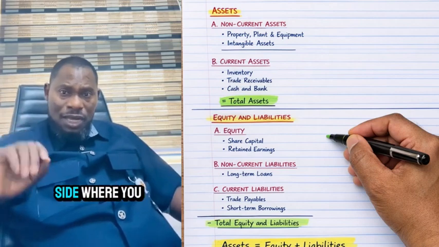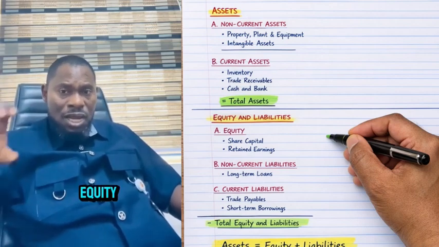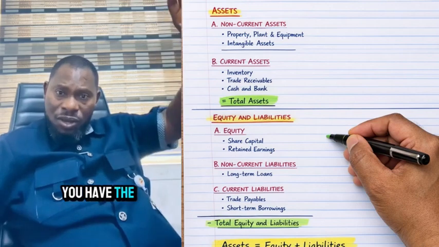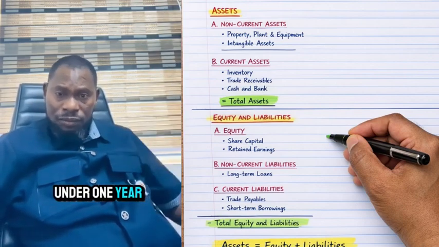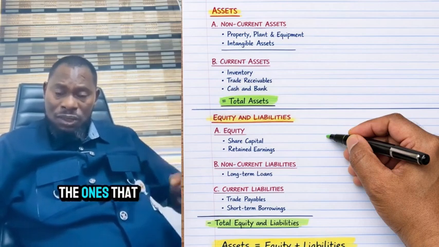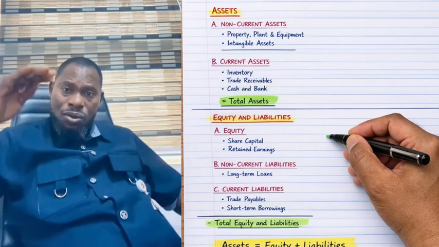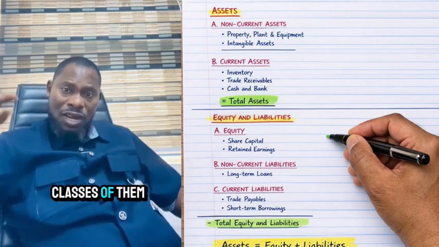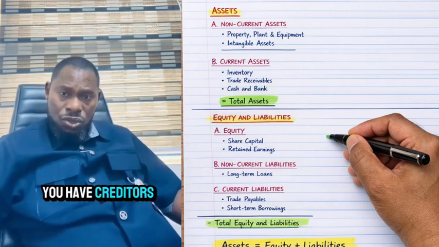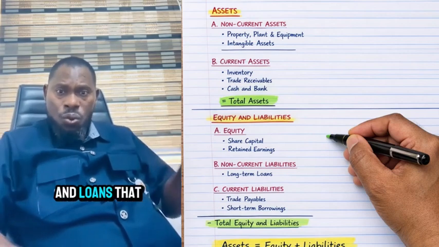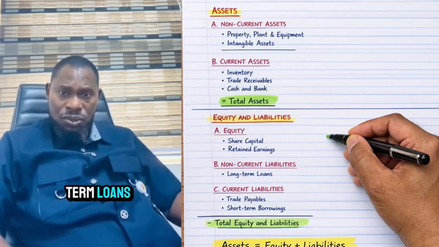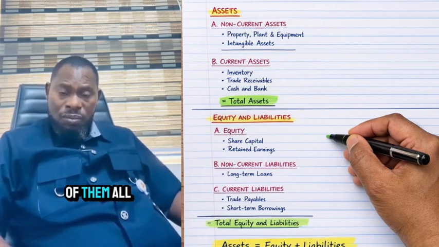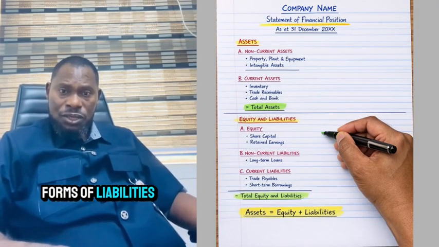Then you go to the other side where you have liabilities and equity. Your liabilities, you do the same. You have the current ones. The current ones are the ones that are payable under 1 year. And then the non-current are the ones that are payable after 1 year. All types of classes of them. You have creditors, all those payments and loans that you have taken. Some are short-term loans, some are long-term loans. You put all of them, all forms of liabilities.